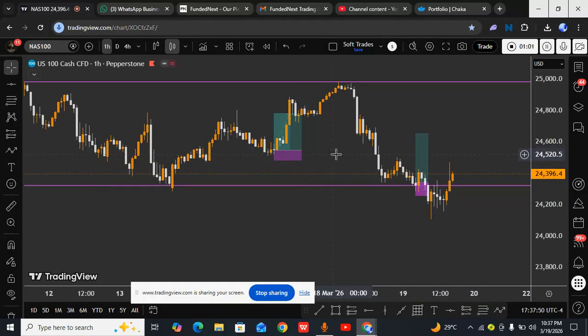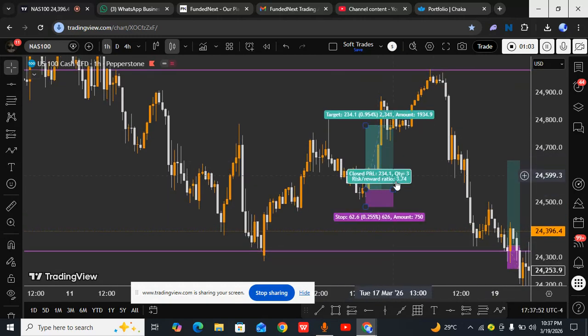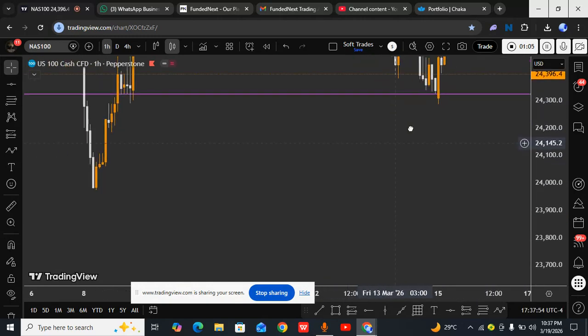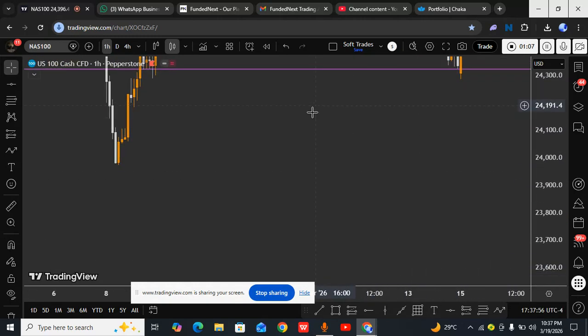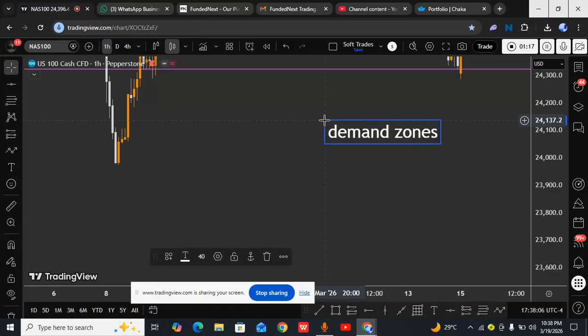The very first thing I want you to pay attention to is how I actually mark points of interest. There are different ways I do my points of interest depending on what I'm seeing on the chart. Sometimes I just use normal demand zones, while other times I use daily neckline.